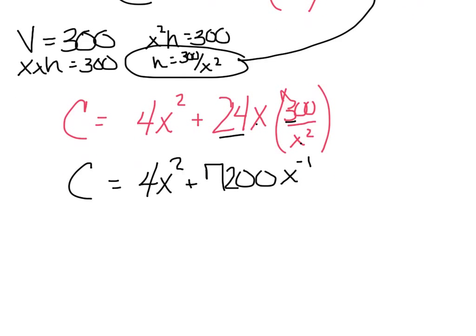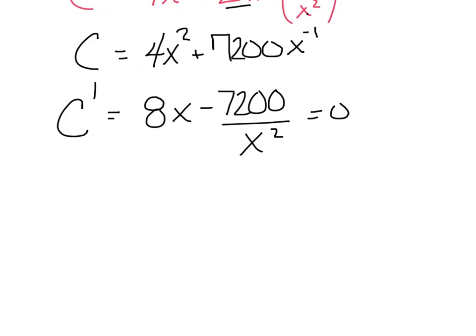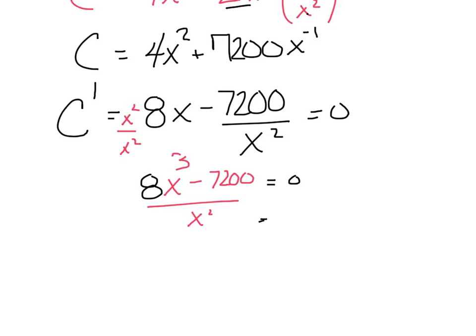Now that I've cleaned that function up, I can take a quick derivative, and you'll see how simple this is. I'm going to minimize my cost here. That's 8x minus 7200 over x squared. Set that equal to 0. Grab myself a nice common denominator. So I'm going to multiply this by x squared. That gets me 8x cubed minus 7200 over x squared. Now I'm going to set that top and bottom equal to 0. So the bottom is just x equals 0. And my top, I get 8x cubed equals 7200.